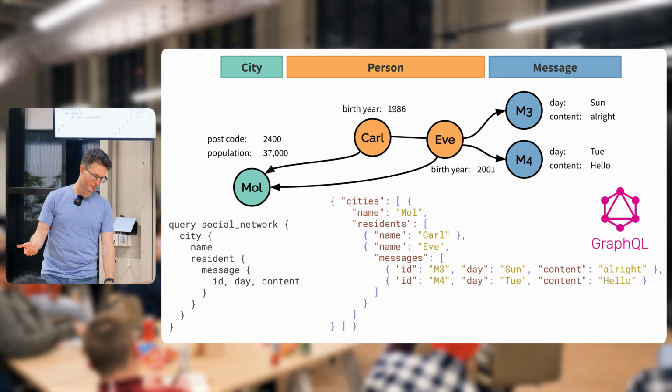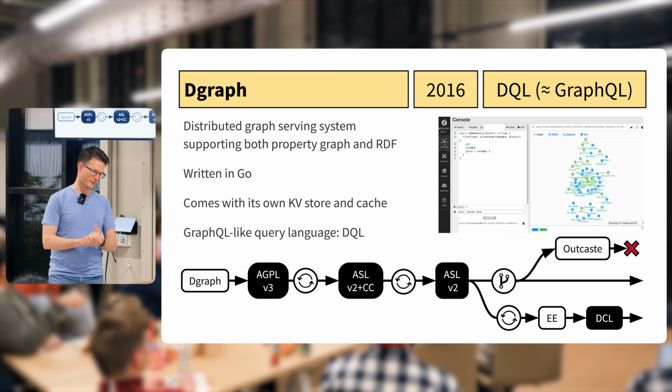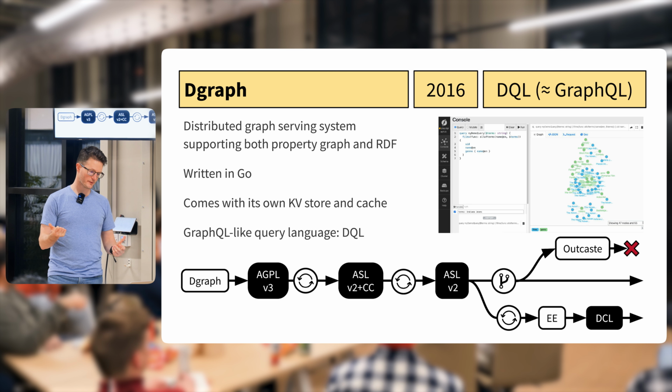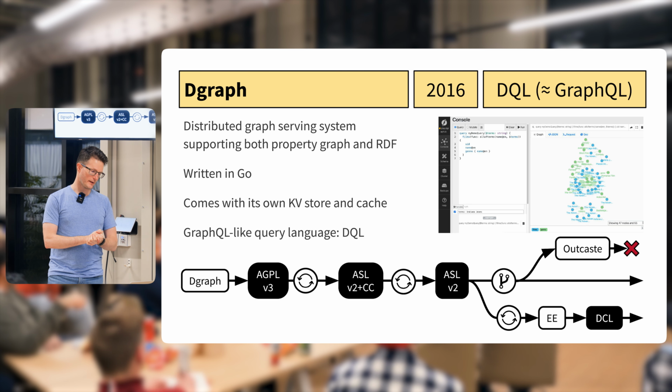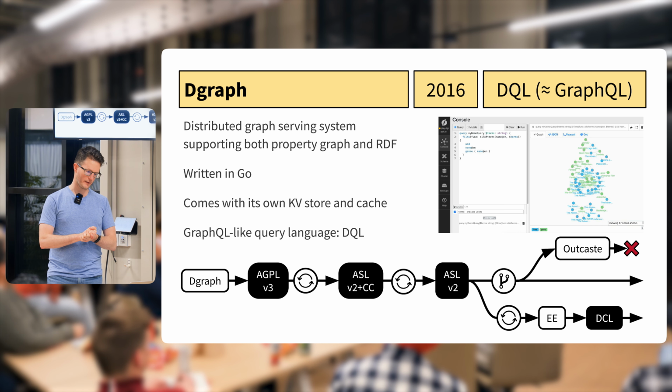And GraphQL was actually adopted by a bunch of graph databases, for example, the Dgraph system. Dgraph is a distributed system that goes for high throughput. It's written in Go, it ships its own key value store and caching layer, and it does the DQL language as the primary interface to interact with.